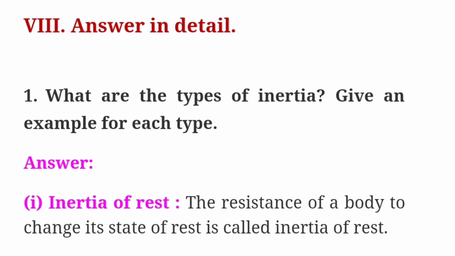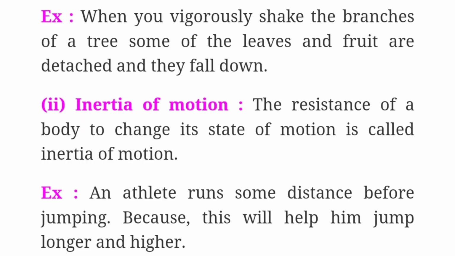Eighth, Roman letter, answer in detail. First one, what are the types of inertia? Give an example for each type. Answer, first point, inertia of rest. The resistance of a body to change its state of rest is called inertia of rest. Example, when you vigorously shake the branches of a tree, some of the leaves and fruits are detached and they fall down.